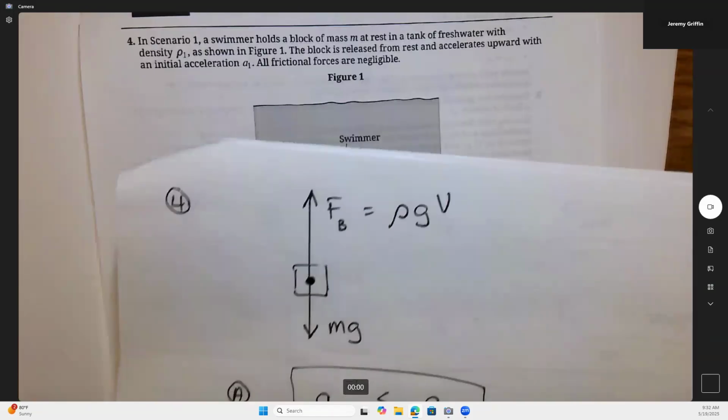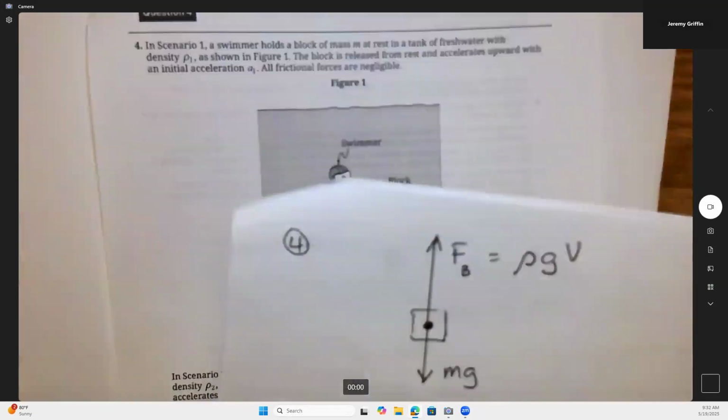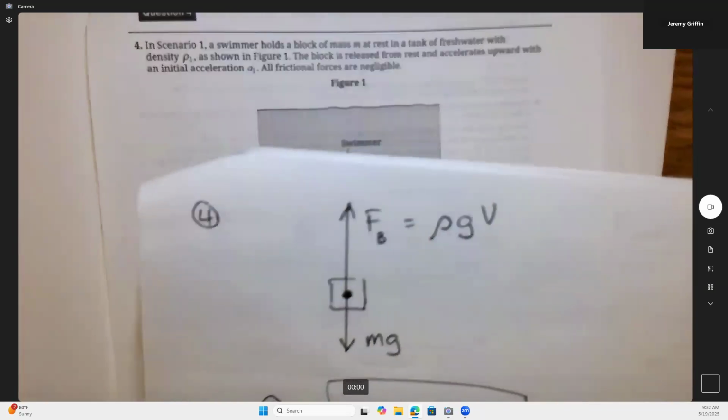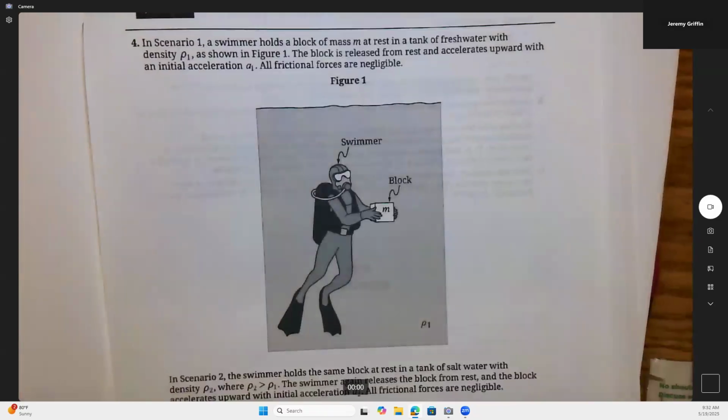They said also ignore drag forces. One of our review questions actually looked a lot like this, because realistically there would be some water drag. They said don't worry about the water drag, so we're going to ignore water drag. All right, we'll hit a pause point right there.